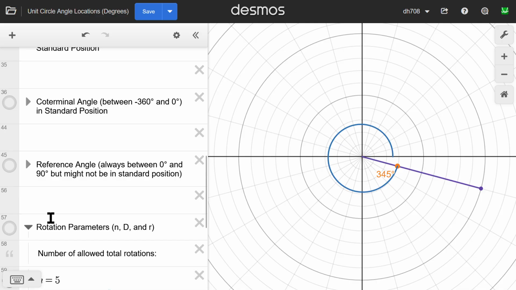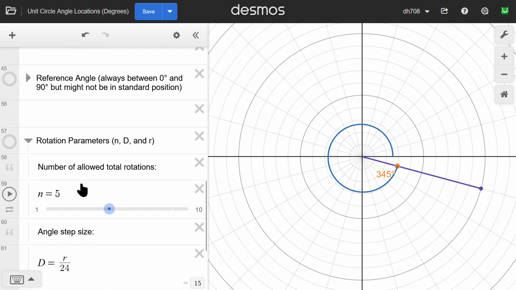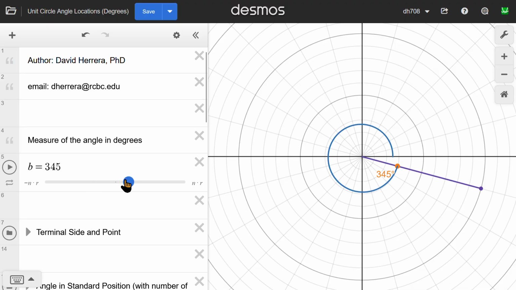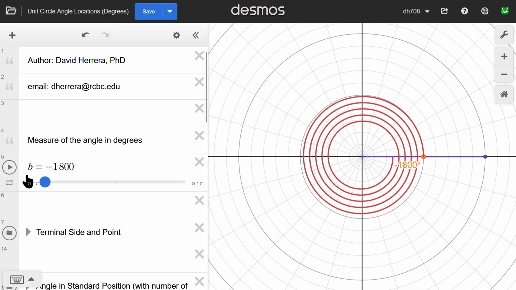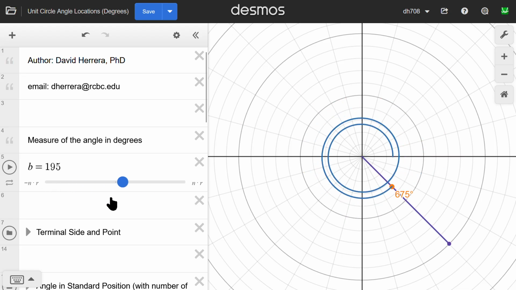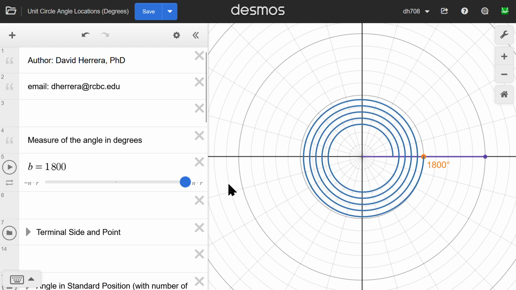There are some things I can play around with, including the number of full rotations. So let's go back up here again. This right here allows me to do negative 1,800. So that is, as a multiple of 360, that's negative 5. So I can do negative 5 rotations one way and positive 5 in the other. And that's the total number of rotations it'll allow me to do.